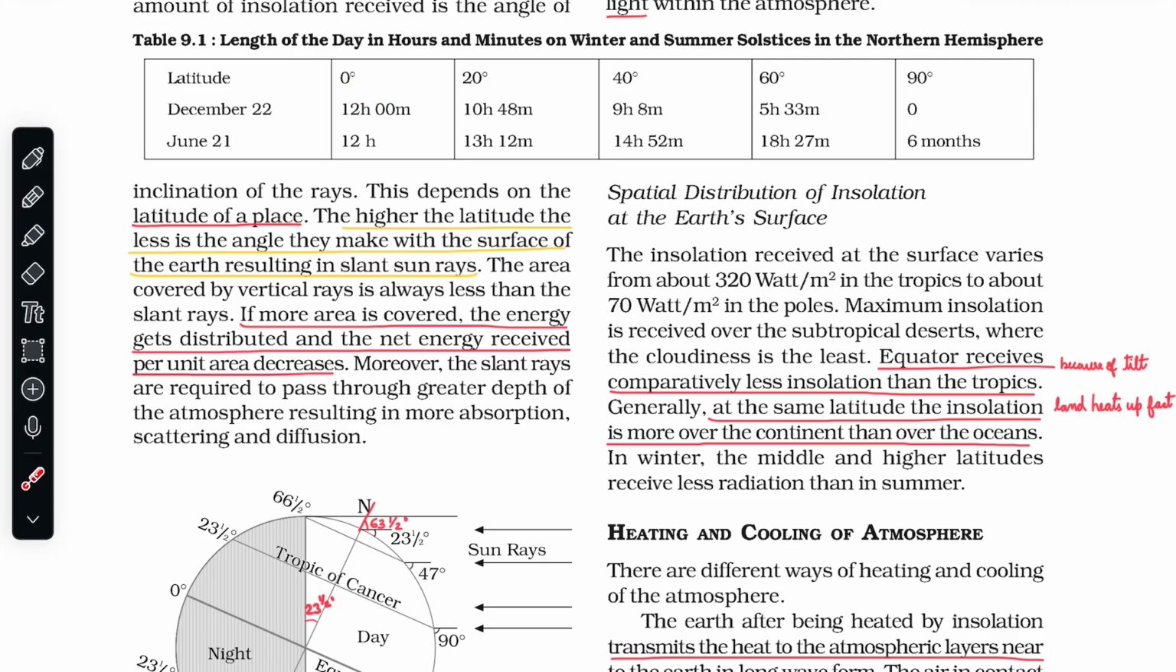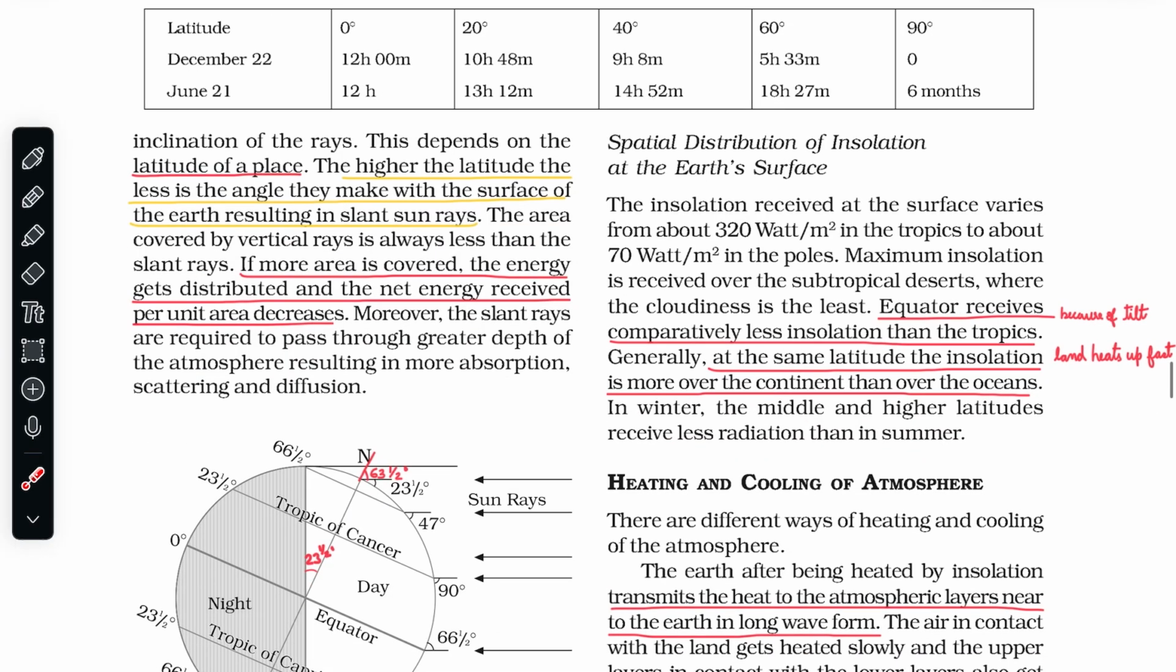As you go up, the length of the day decreases during the winter solstice, whereas in the summer solstice, as you go up, the length of the day increases. You can see over here it is 6 months for the places near the Arctic Circle or beyond that.